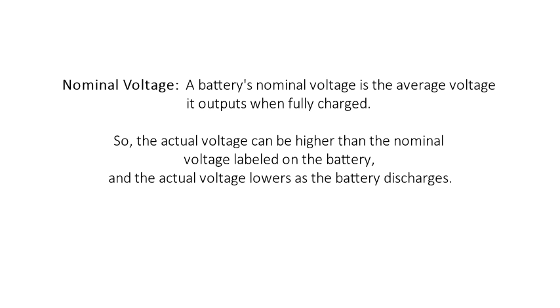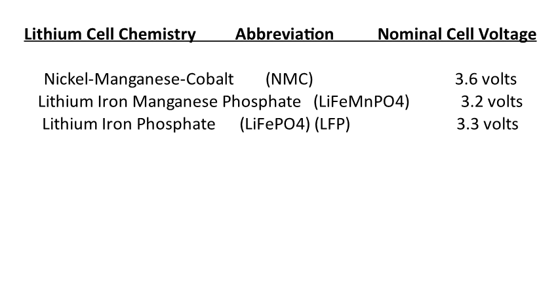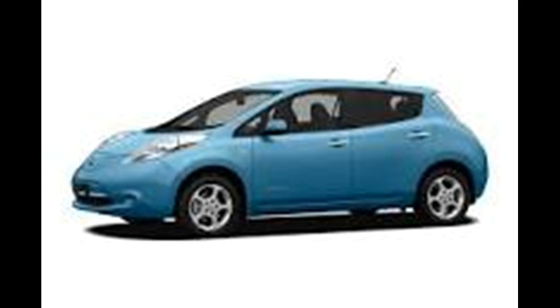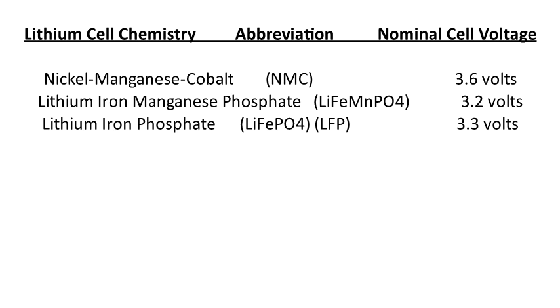Lithium iron manganese phosphate cells have a nominal voltage of 3.2 volts. This is the chemistry that was used in the early Nissan Leafs. Lithium iron phosphate, LiFePO4, one of the nicknames for them, LFP, they all refer to the same lithium iron phosphate chemistry, and lithium iron phosphate cells have a nominal voltage of 3.3 volts.